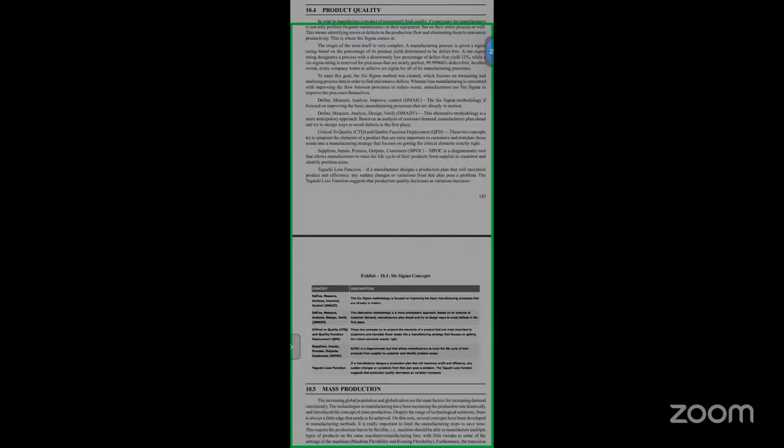SIPOC, that is suppliers, inputs, process, outputs, and customers, is a diagrammatic tool that allows manufacturers to trace the life cycle of their product from supplier to customer and identify problem areas.